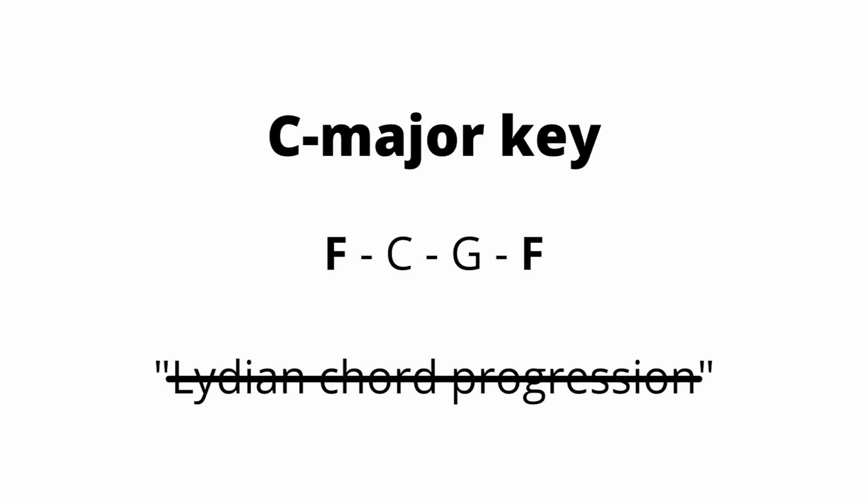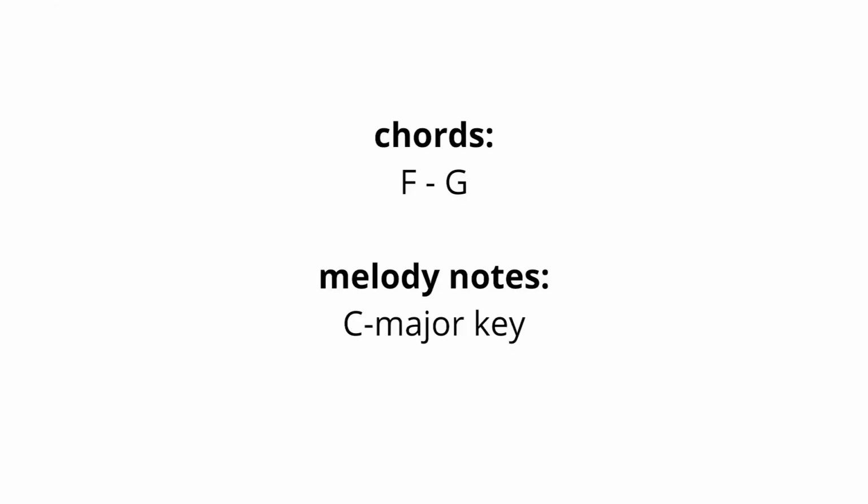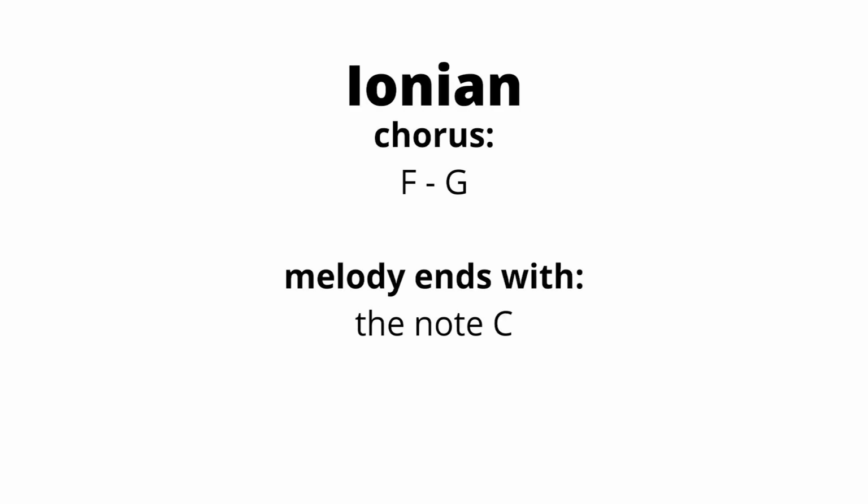A song in Ionian mode can start with chords other than the tonic or the tonal center. Listen to the song Dream by Fleetwood Mac. The chords are F major and G major in the whole song, and the melody is using the notes of the C major key. But does it sound like a Lydian mode? No, it doesn't. So why is that? It's because of the melody. The verse melody starts with the note A and ends with the note A, so the verse sounds like Ionian mode, and the chorus ends on the note C, so it sounds like Ionian.